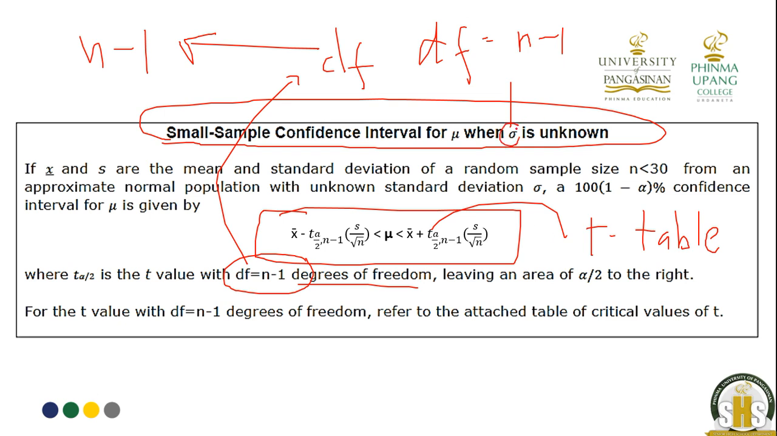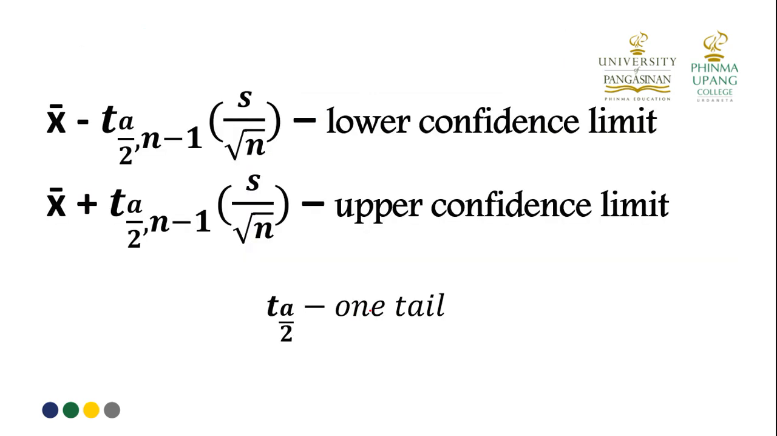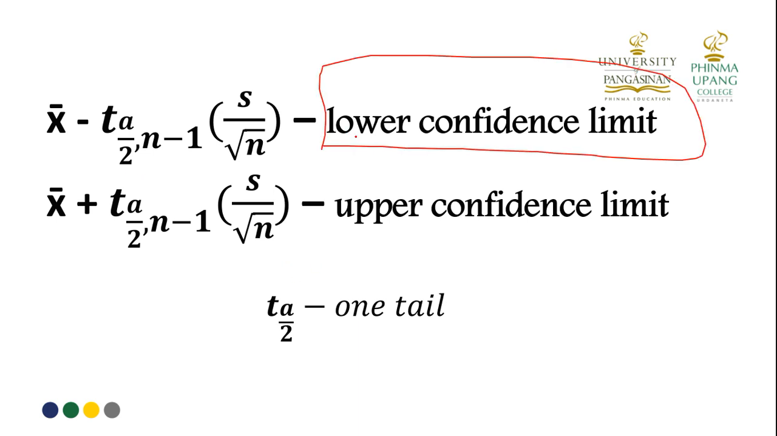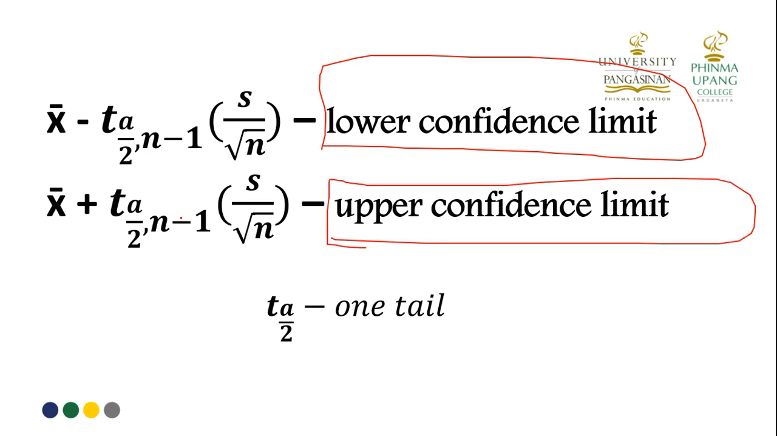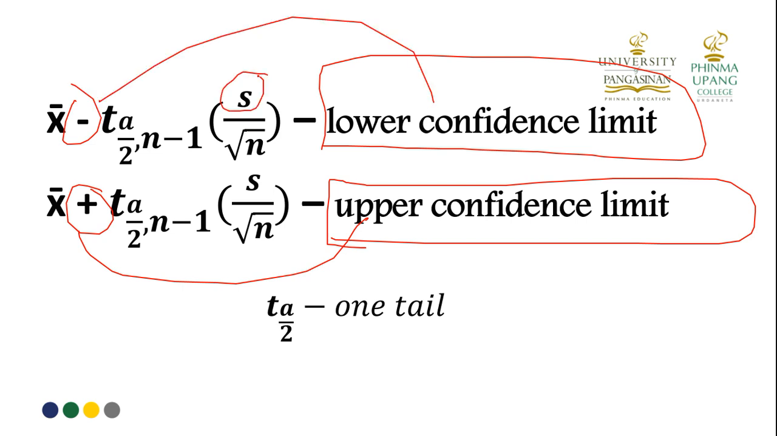Again, when the standard deviation is unknown, we use the T table and get the value of the degree of freedom. To understand better, we will solve. Again, the lower confidence limit is the same as in the previous lesson, and we have the upper confidence limit. If you have plus, that is upper. If you have minus, that is lower. Since the population standard deviation is unknown, we use S. What is S? It is the sample standard deviation.